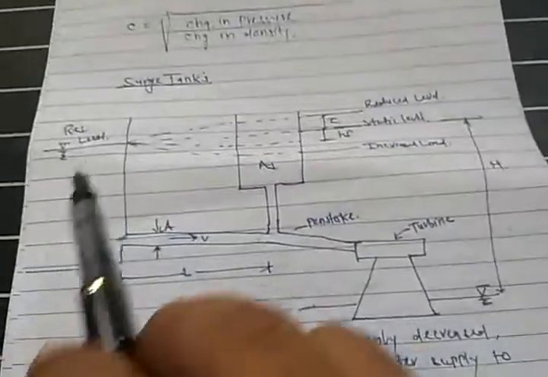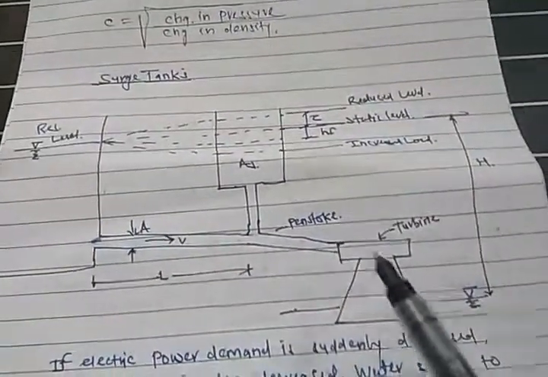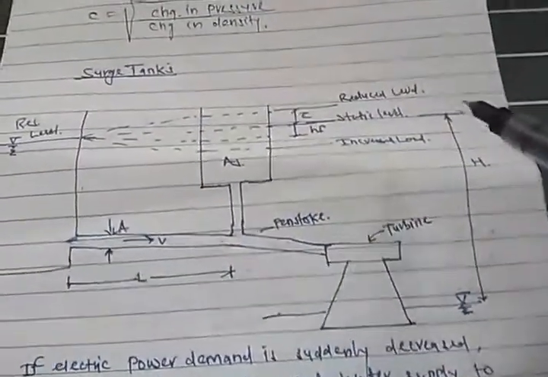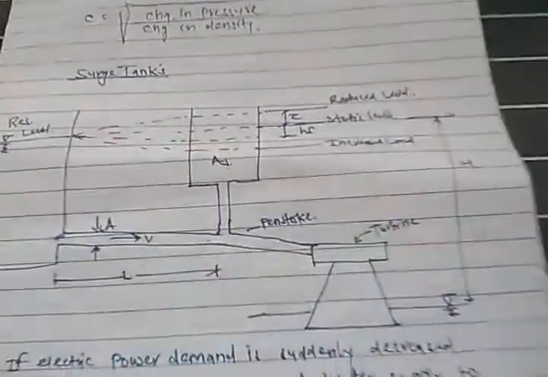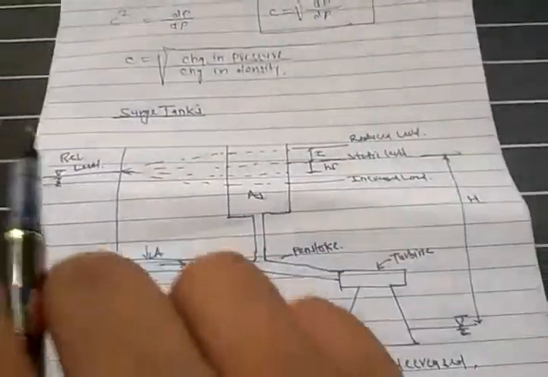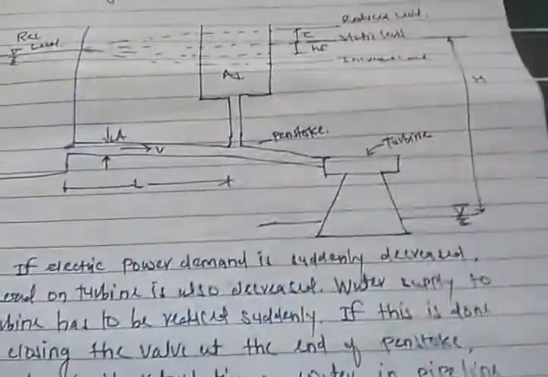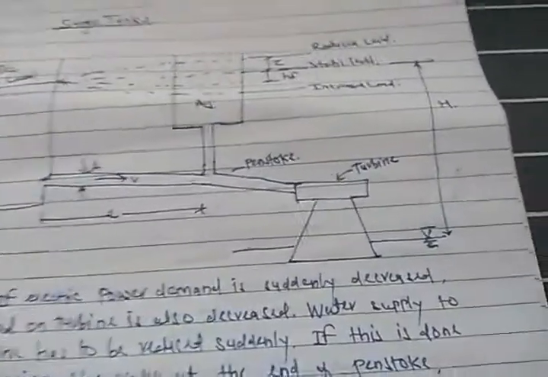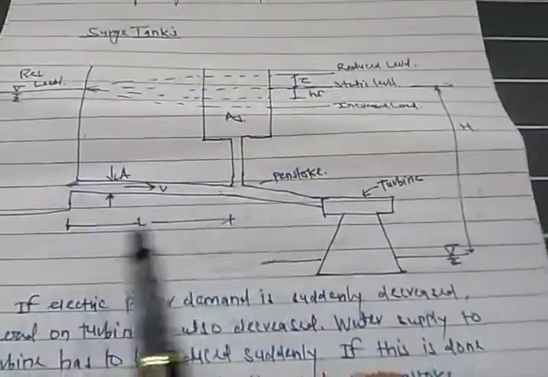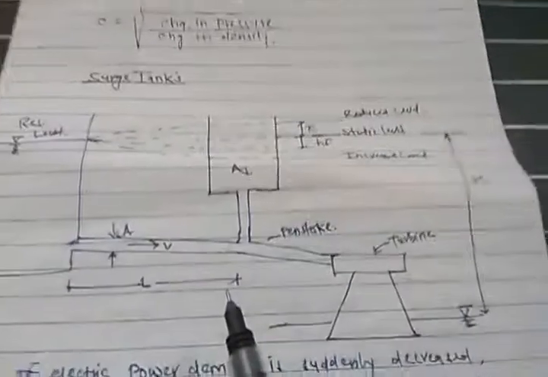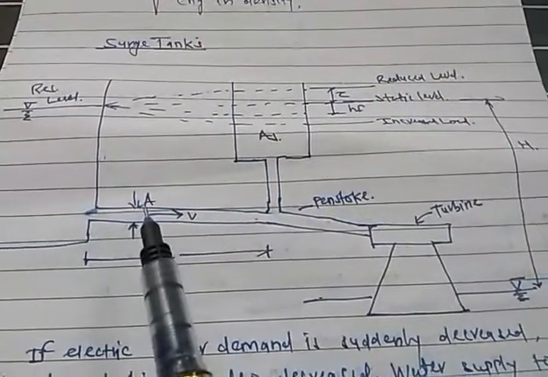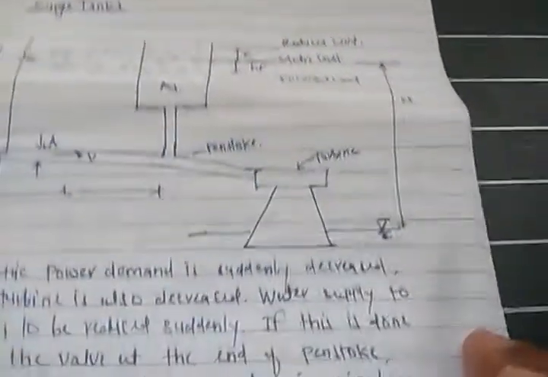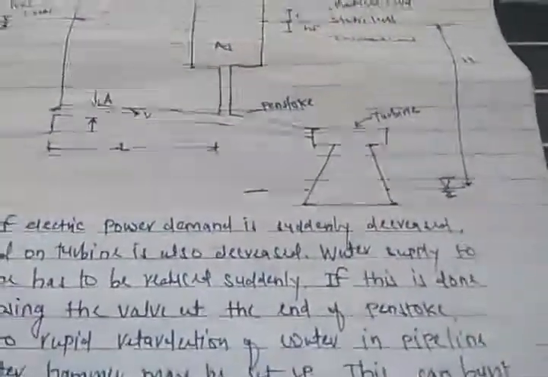Let us understand the diagram. This is the reservoir, pipeline, and this is the turbine. H is the total head difference between reservoir level and TWL, the tail water level. The length of pipeline considered is L here, because this is what we are going to design and talk about. Then velocity here is V, cross sectional area is A, and area of surge tank is AS. But before that, let us see some theory.